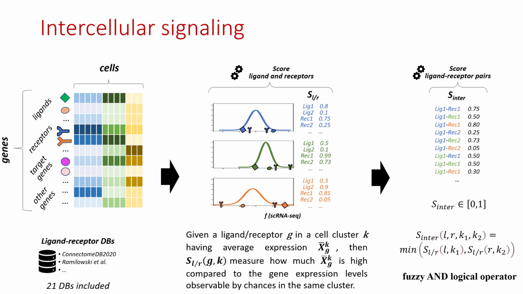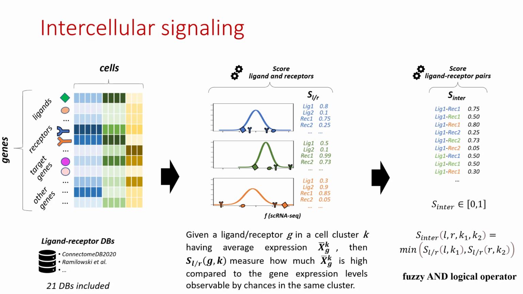First, for each ligand or receptor in a given cell cluster, we compute what we call the ligand score or receptor score, measuring how high the ligand or receptor expression level is compared to the gene expression level observed by chance in the same cluster, so in a very data-driven way.